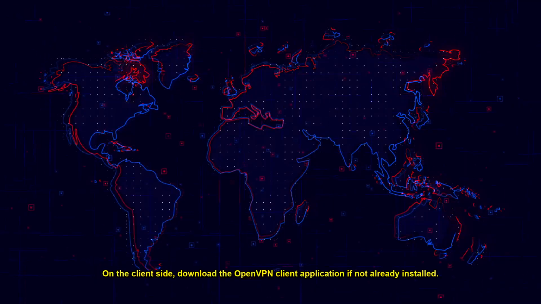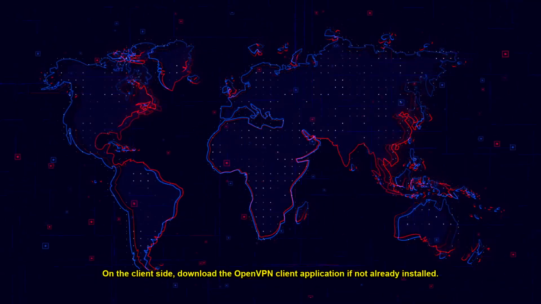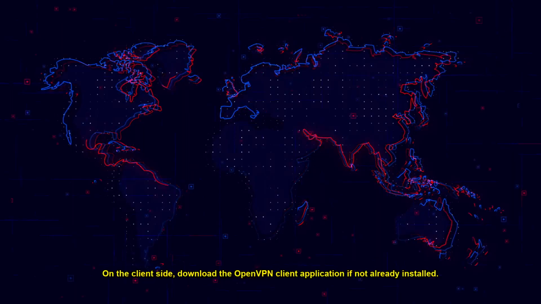On the client side, download the OpenVPN client application if not already installed. Create a new configuration file for the client in the OpenVPN directory. In this file, specify the client's certificate and key paths. Also, include the CA certificate path to ensure proper verification. Set the remote server address and port for the connection.